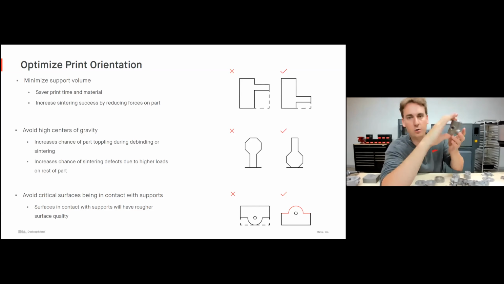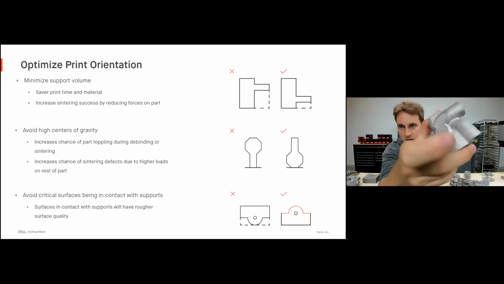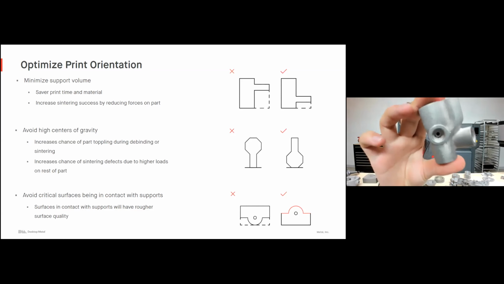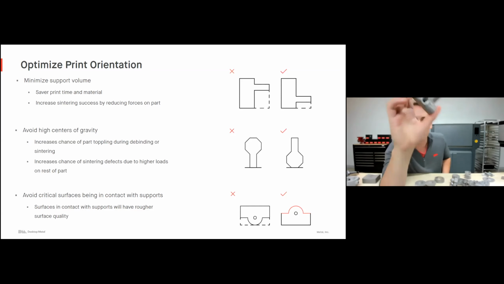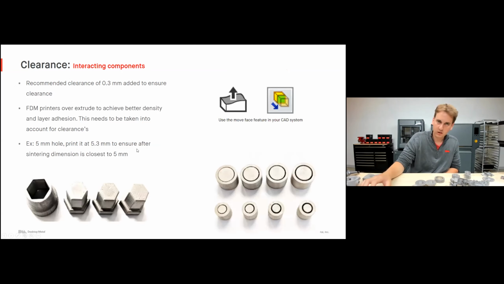So if you have a critical surface, you're going to want to put that on top where you're getting the best surface finish. The bottom's still pretty good, but if you do have a critical surface, try to have it not be in contact with supports, try to have it be facing up to get the best quality possible. Clearance, this is for different interacting components.